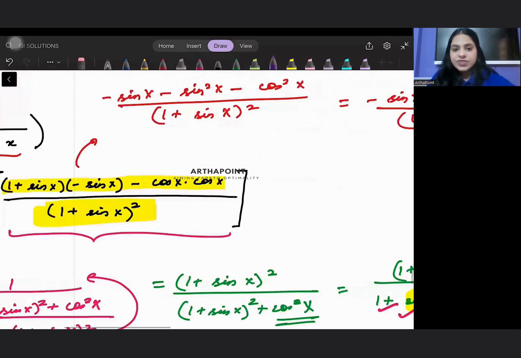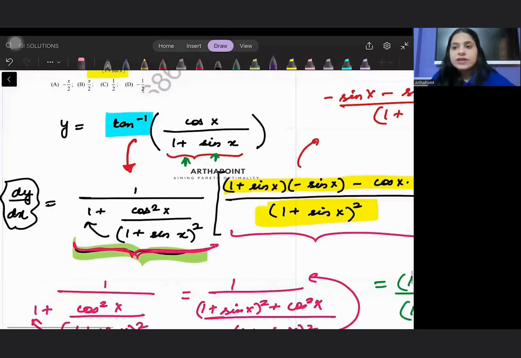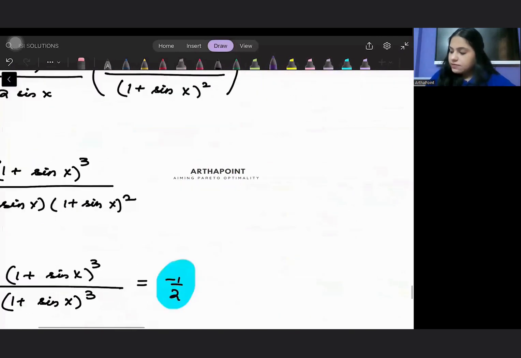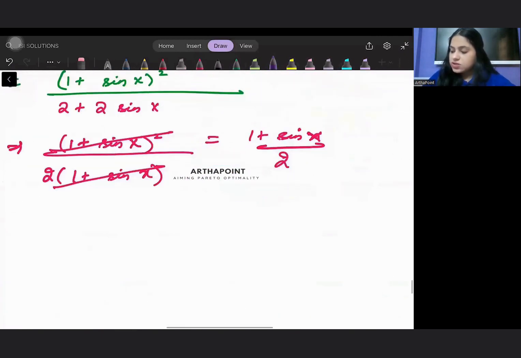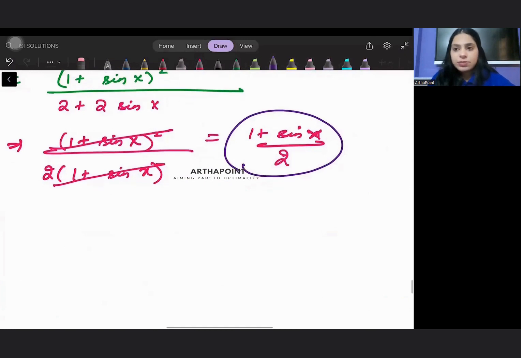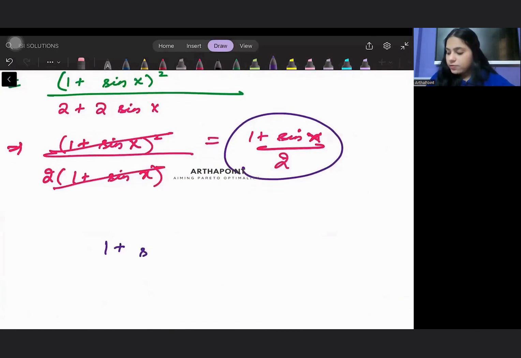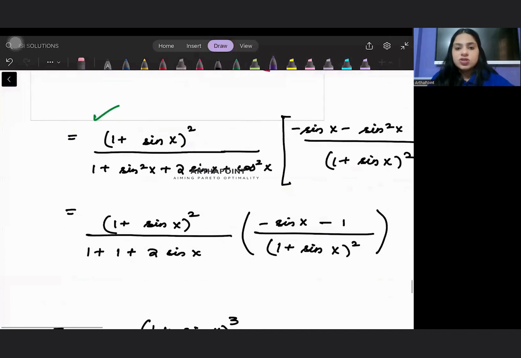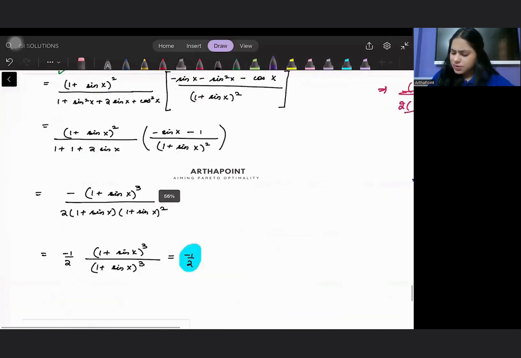So this part entirely, when solved, gives minus 1 upon (1 plus sin x). And that part, when that was being solved, it was giving us this. Now the two are being multiplied together. So I have (1 plus sin x) by 2 into minus 1 upon (1 plus sin x). And this will cancel out and it will give me the answer as minus half. So if you just notice, I have just done that simplification here.